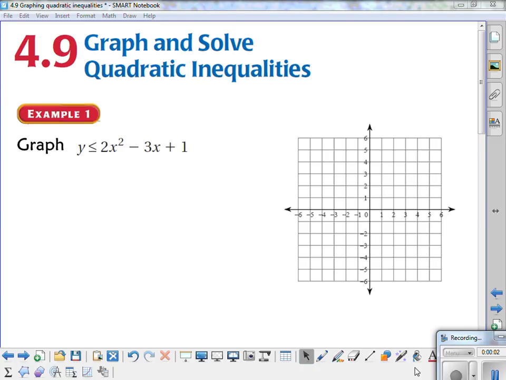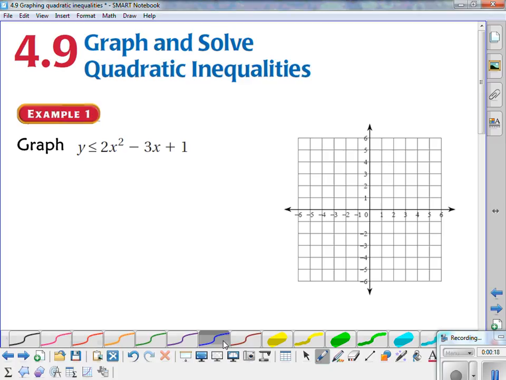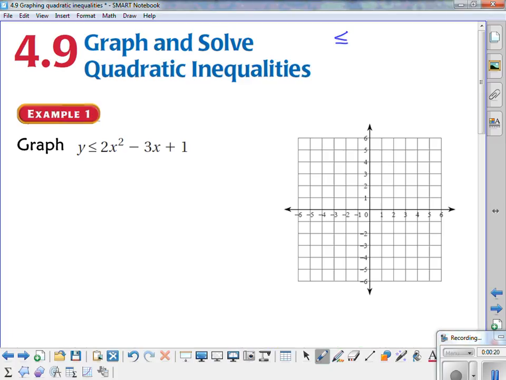Okay, so today we're going to be talking about graphing quadratic inequalities. So the first one, my example, I've got y is less than or equal to 2x squared minus 3x plus 1. So before we start, though, you guys remember when we have inequalities?